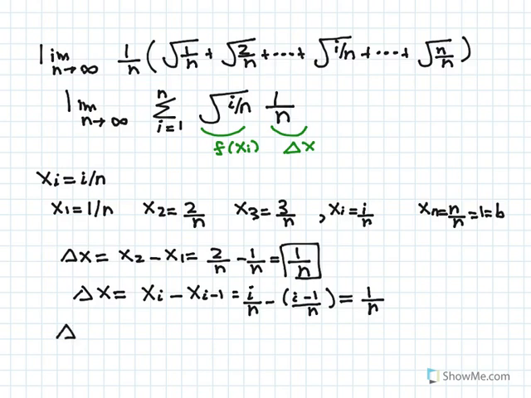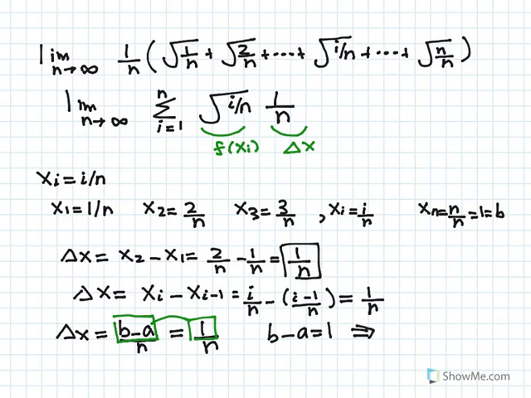Now, we know that delta x is equal to the difference between the upper and lower limit, b minus a over n, and that's equal to 1 over n. So we can equate the numerators. b minus a has to be equal to 1. So b minus a is equal to 1. But we already determined that b was 1. That means a has to be 0 since b is equal to 1. All right. So now we have a is 0. We have b equals 1.